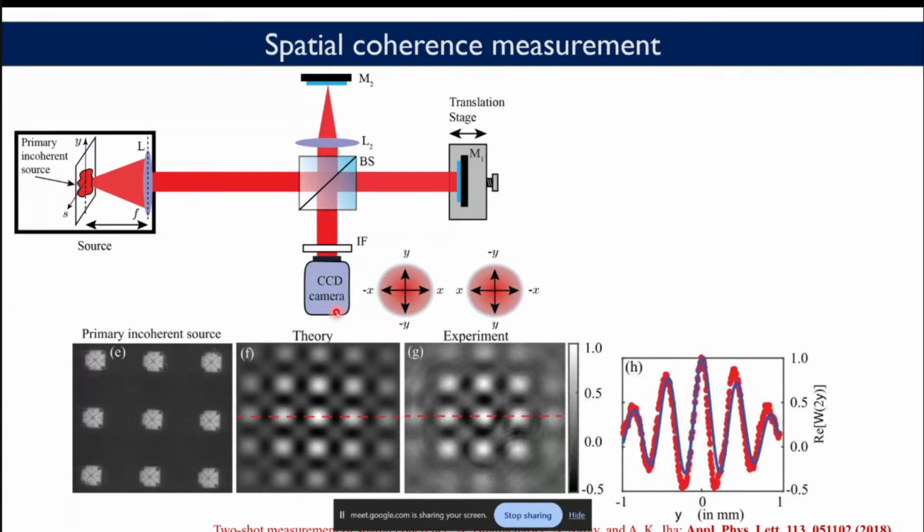So that's the coherence part. I presented one application of spatial coherence and then one characterization scheme. Now I'll quickly move to spatial entanglement, which is a very similar concept, but it's more quantum.